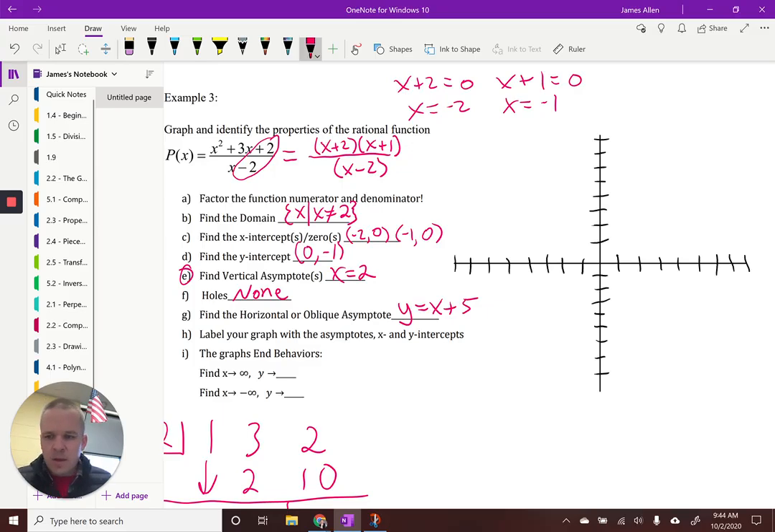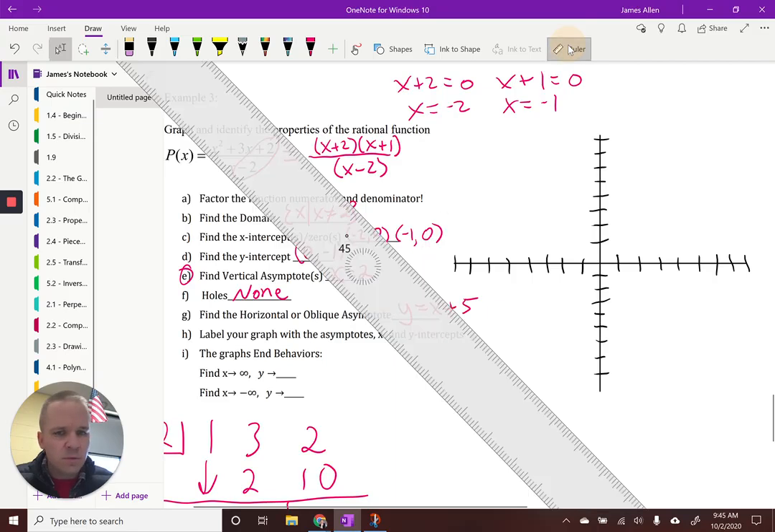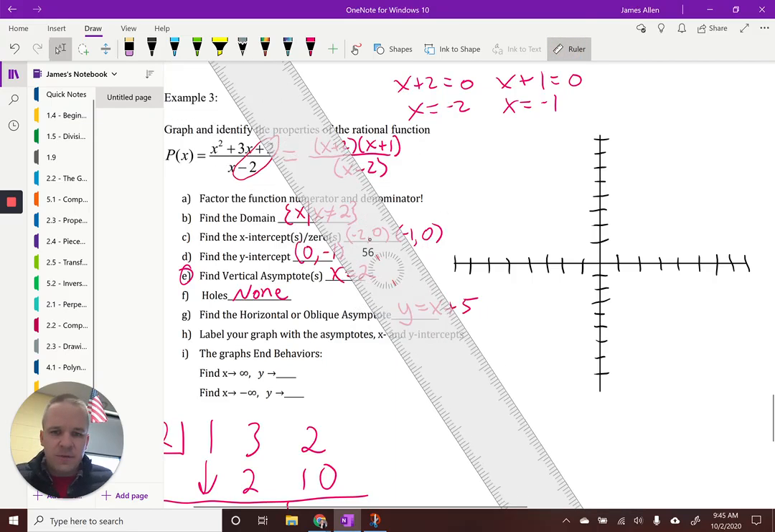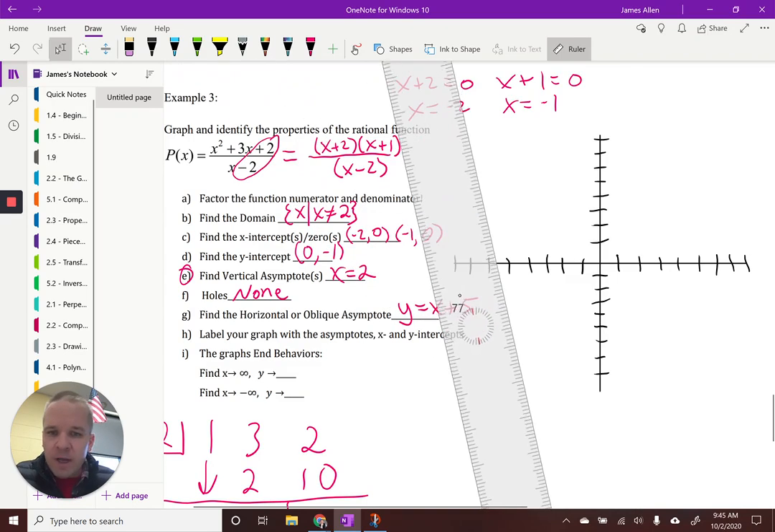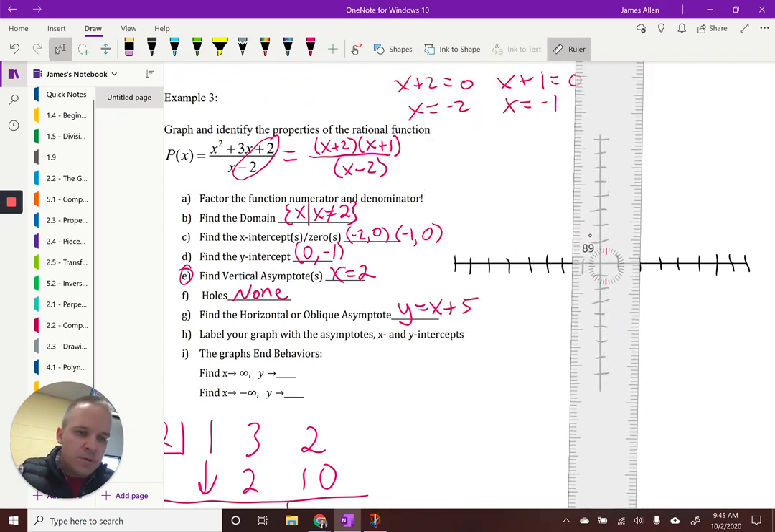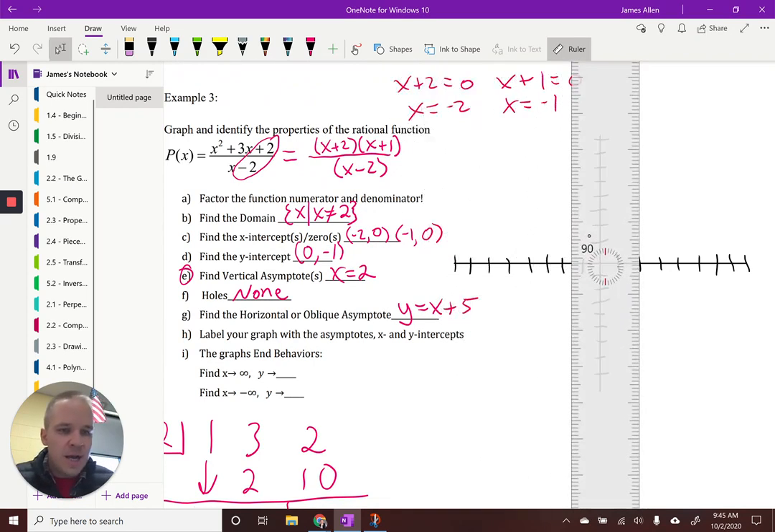I'll pause it. All right, so we got it all scaled here. We got 8, 8, 8, 8. Cool. I'm going to throw in my vertical asymptote. I'm going to use this fancy ruler. Let's see how this goes. I have a vertical asymptote of x equals 2. Got it to 90. Nice. That's vertical right there.